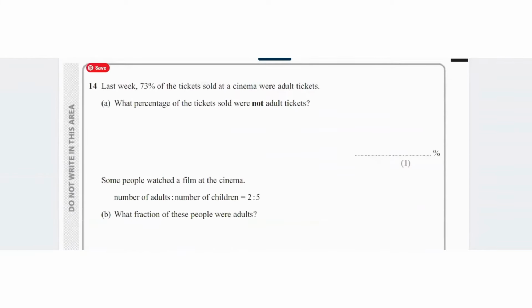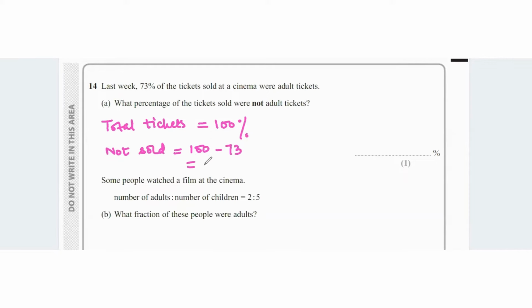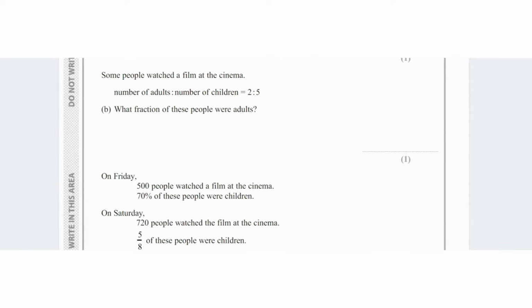Question 14 says 73% of the tickets sold at a cinema were adult tickets. What percentage of the tickets sold were not adults? So total tickets are going to be represented by 100%. Why? Because we started with percentages. If 73% of the tickets were sold to adults out of 100%, that means the rest are going to be 100 minus 73, which is going to be 27%.